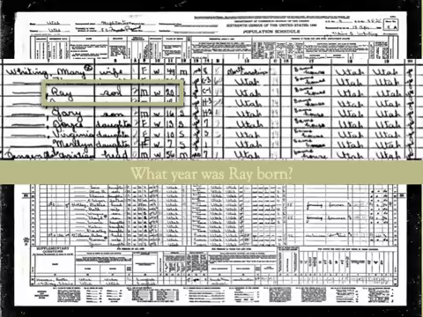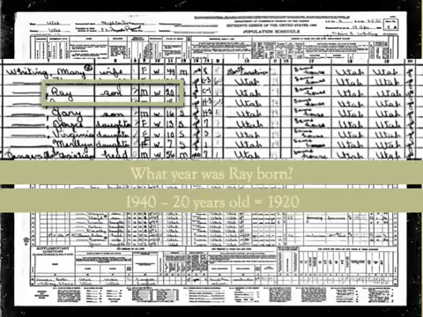But if we change the question to what year was Ray born, we will arrive at a different classification. This document still answers the question, but we now require two pieces of information: the age that his mother provided and the year of the census. We need two fingers to point to the information to answer the question. If we subtract 20 years old from the year 1940, we can estimate that he was born in 1920.